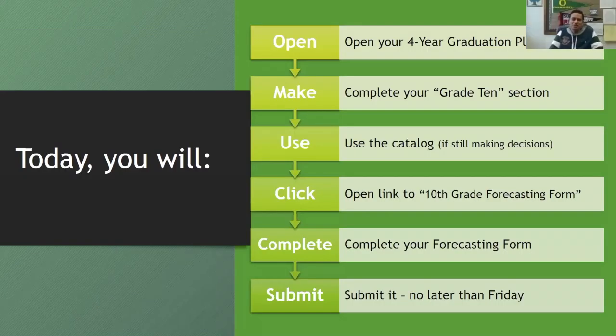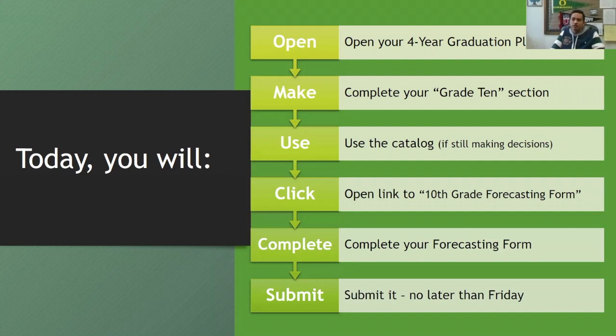All right, students. So what we're going to do, several things today. It's an easy process, so we'll go through it step by step. First, we're going to open up the four-year graduation plan. It's the form that you completed last week. That was part 1, and you should have filled it out for 10th grade. So you're going to complete your grade 10 section. If you haven't done so already, it's okay if you haven't. Just get it done this week.